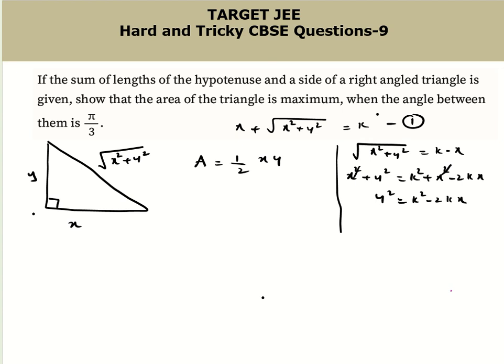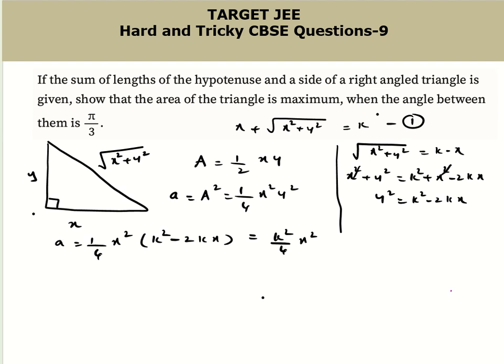So I can square this area and call that square as capital A square, as a small a, which is 1 by 4 x square y square. If capital A has to be maximized, small a is also going to be maximized. So a is equal to 1 by 4 x square into, in the place of y square, I'll replace it as k square minus 2kx, which is going to be, I can pull out a k square by 4 into x square minus 2k by 4, that is k by 2 x cube.